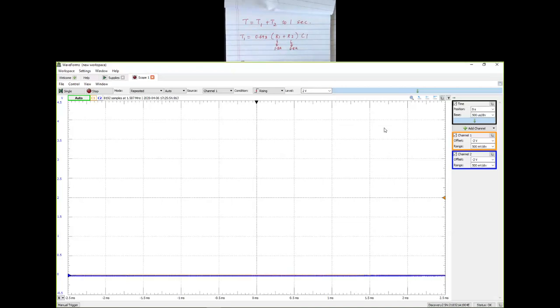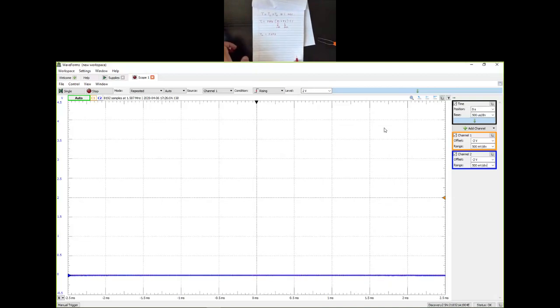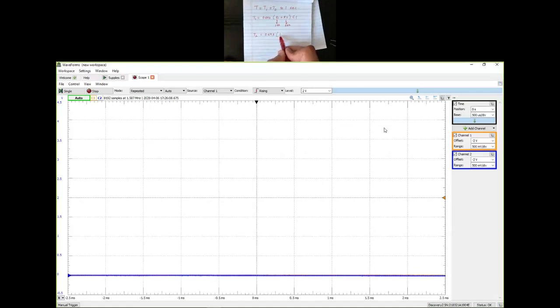And T2 is 0.693 times R2 times C1, where R2 is 6.8K and C1 is unknown. But T, which is T1 plus T2, equals 0.693 times (R1 plus 2R2) times C1, and should equal 1 second, or just 1. Given the values of R1 and R2, I should be able to calculate C1 from this equation. It turns out that this value should be about 137 microfarad. So I need a 137 microfarad capacitor so that I can get 1 second.